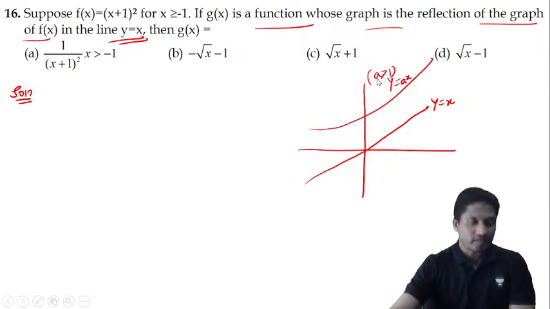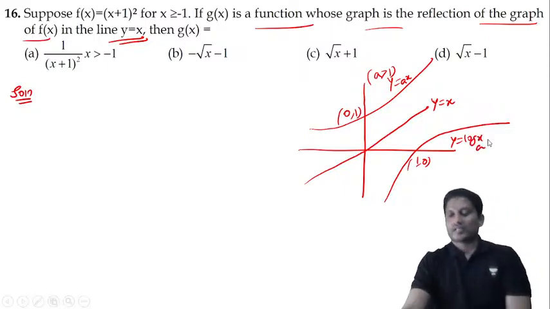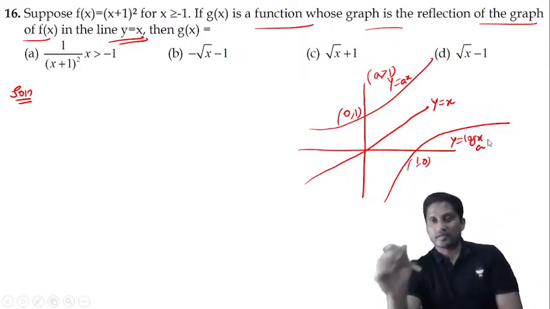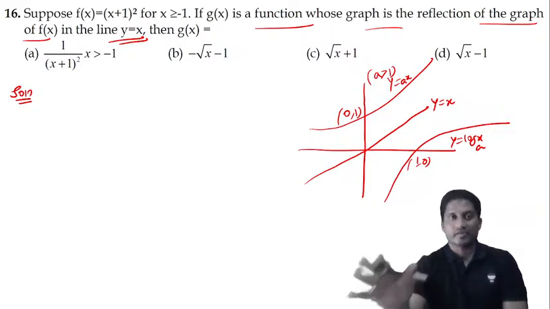Right? If y equal to x is a mirror, the reflection of this with respect to the mirror will be the log function only. This point is 0 comma 1, and the reflected one will be 1 comma 0. This will be y is equal to log x to the base a. The logarithmic function and the exponential function are inverses of each other with respect to the line y equal to x. Obviously they are inverses of each other.